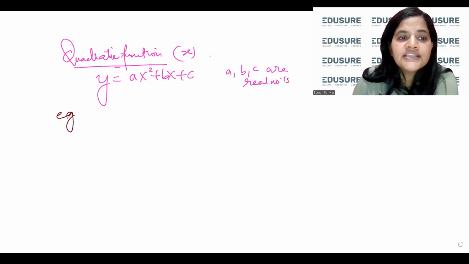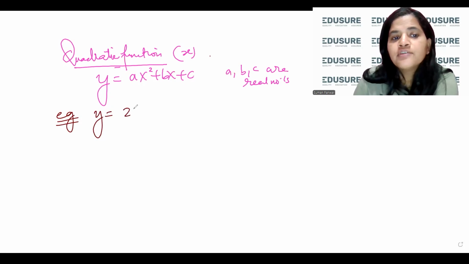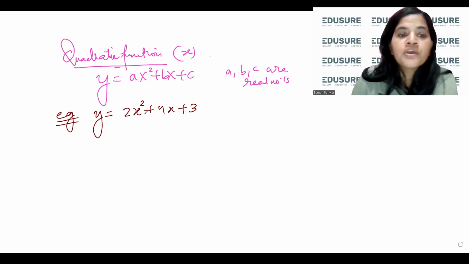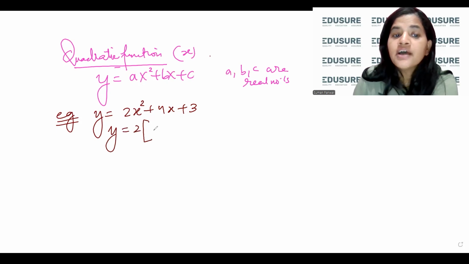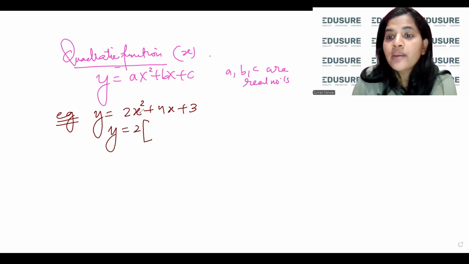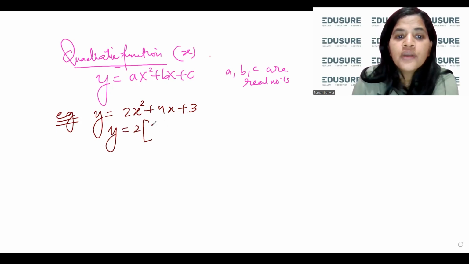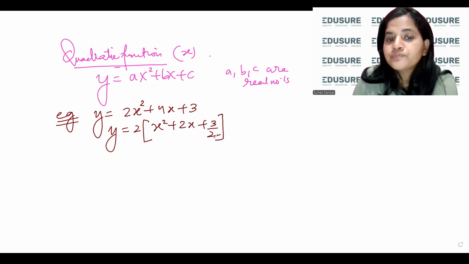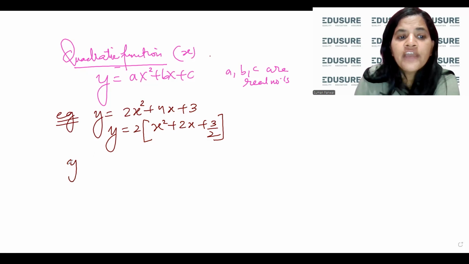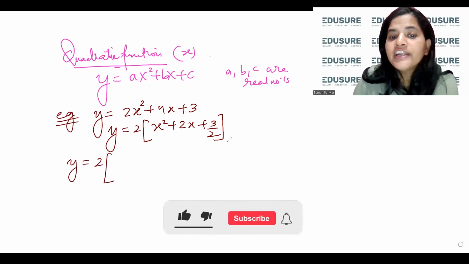So let me take an example. Suppose y is equal to 2x square plus 4x plus 3. All right. Now, suppose I want to convert it into vertex form. So I have to take 2 common because I want to make the coefficient of x square 1. Okay. So it will be x square plus 2x plus 3 upon 2. All right, then I will try to create a perfect square.